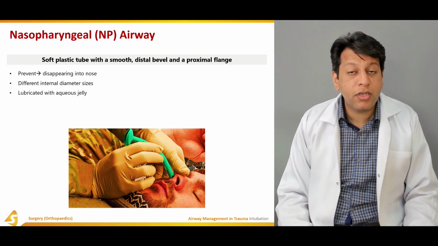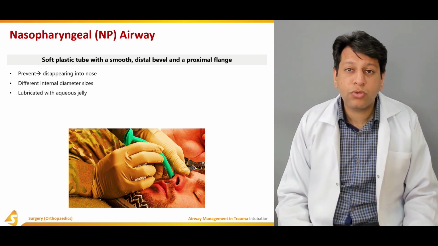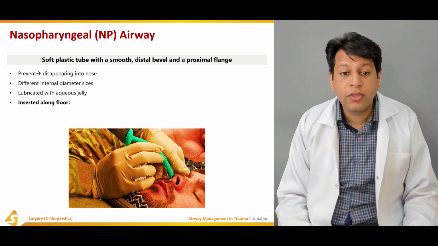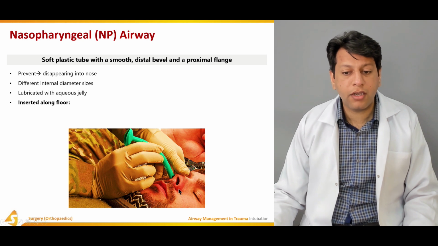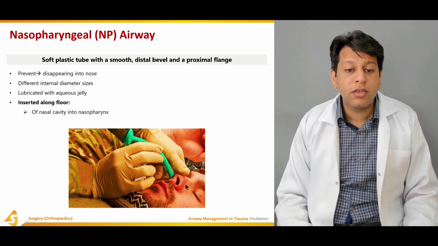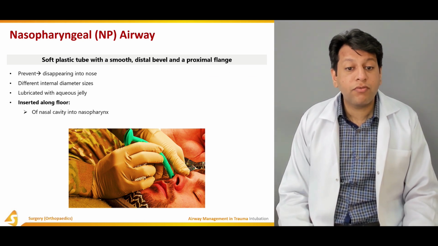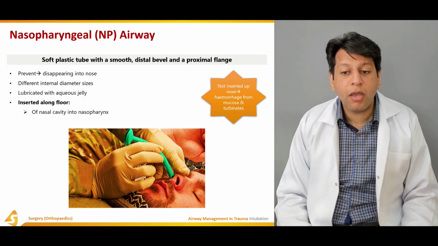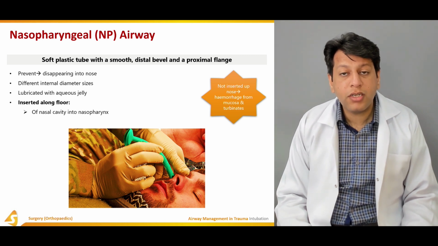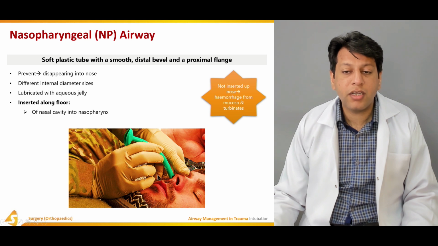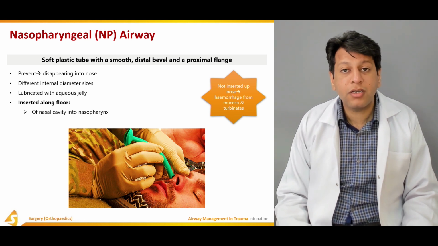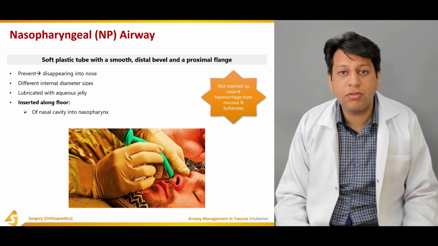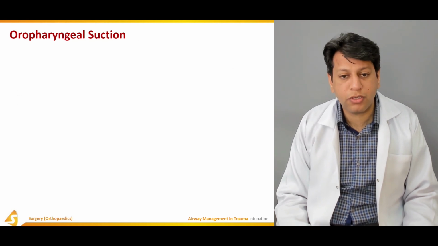Different internal diameter sizes are available depending on the nostril size. It has to be lubricated with aqueous jelly, most commonly lignocaine, and inserted along the floor of the nasal cavity into the nasopharynx. Why? Because it's directed downwards, not upwards. The reason is hemorrhage from the mucosa and turbinates. The nasal turbinates may get damaged during passing of this tube. Therefore, it has to be directed downwards into the pharynx, not upward into the mucosa.